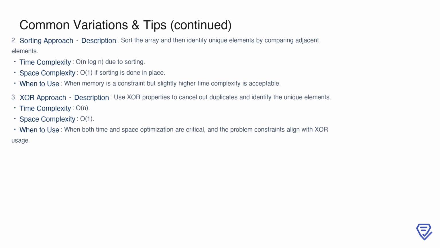However, if you're looking for an approach that is both time and space efficient, the XOR method is often the best choice. By leveraging XOR properties, you can cancel out duplicates and isolate the unique elements with a time complexity of O(n) and a space complexity of O(1). This approach is ideal when both optimization and adherence to problem constraints are critical. Choosing the best method ultimately depends on the specific requirements and constraints of the problem you're solving.